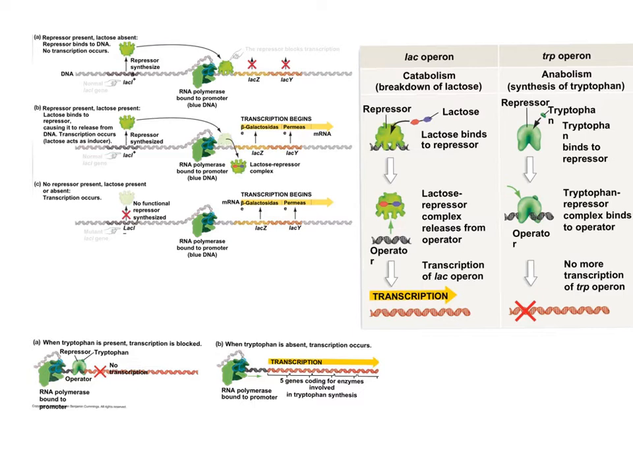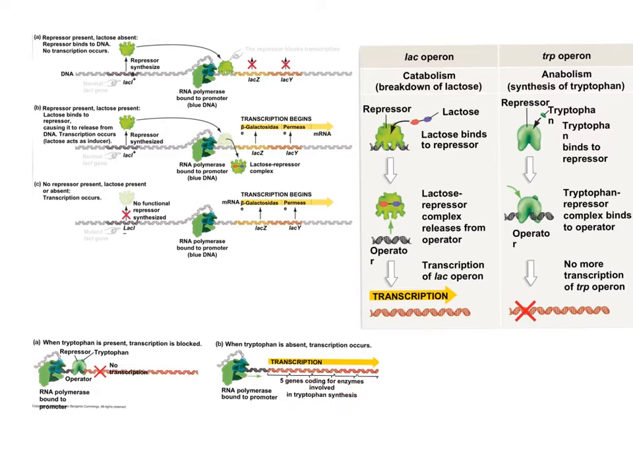By contrast, the TRP operon is what we call a repressible operon. All right, most of the time cells need tryptophan, and so tryptophan is always being produced. So most of the time, tryptophan is absent, and therefore the repressor molecule is not bound to our operator, and therefore transcription just continues on. So you're constantly making the enzymes that are involved in tryptophan synthesis.